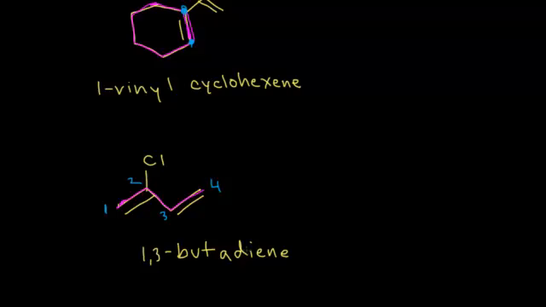And then to finish off the name, we have our chlorine coming off of carbon 2. So for halogens, we're going to write 2-chloro like this. So it's chloro, bromo, fluoro, or iodo. So 2-chloro-1,3-butadiene is the correct name for this molecule.